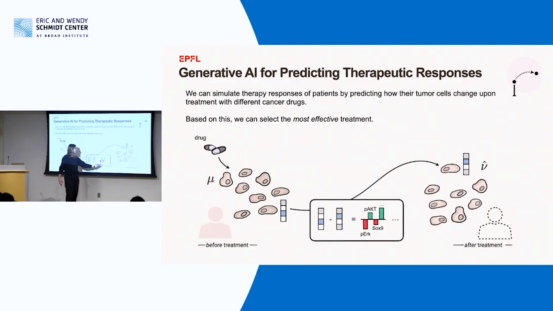And I want you to remember this kind of change, in terms of the difference in feature expression of all the features that we measure, because you will see that this is really critical to understanding the effectiveness of the drug for a patient in the end.